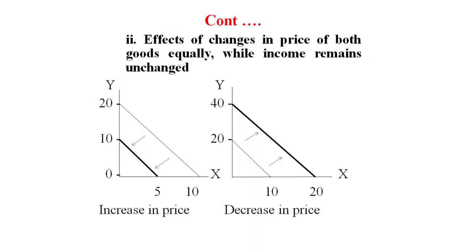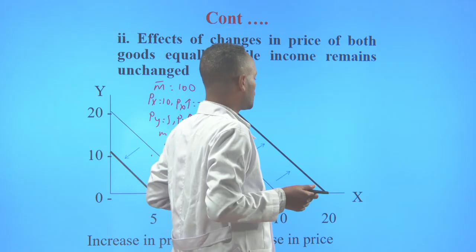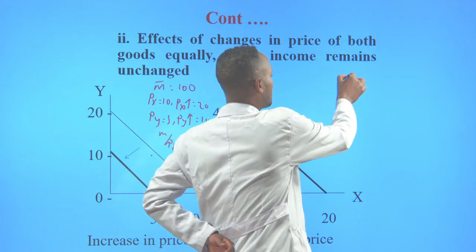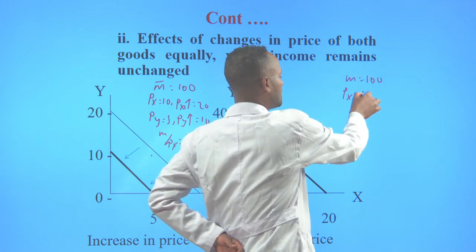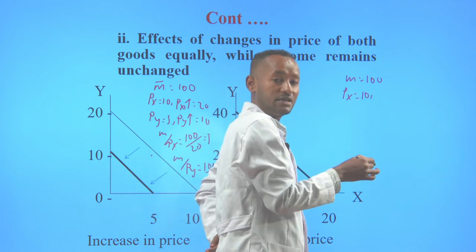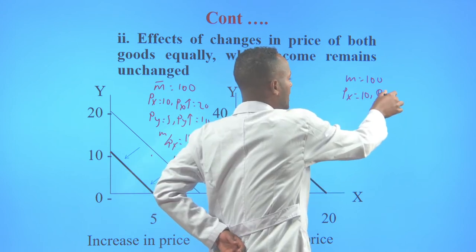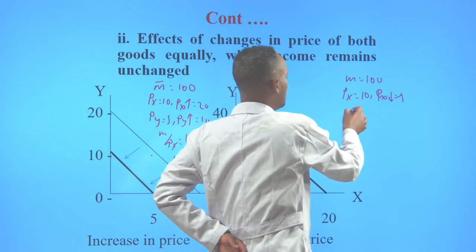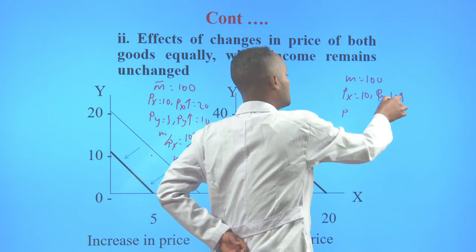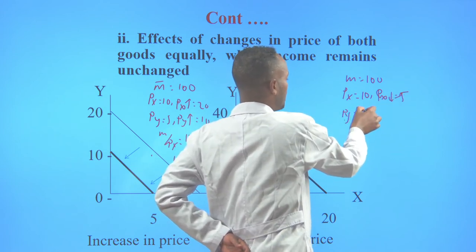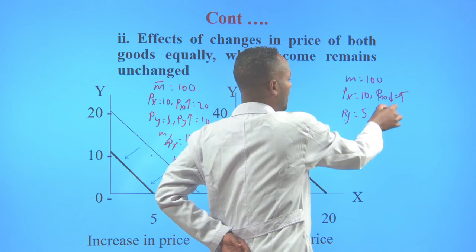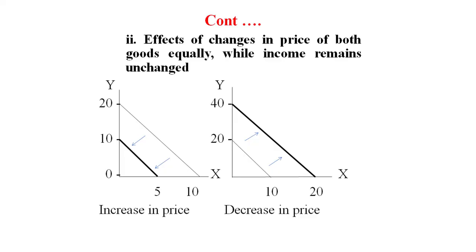The opposite holds true when there is a fall in the price of both goods by equal percent. For example, the income of a consumer was 100 birr and the price of commodity X was initially 10 birr. Let's take the price of X declined to birr 5. And if the price of X is halved, then the price of commodity Y must be halved. The price of Y was birr 5, and now it is halved and reduced to birr 2.5. So there's a change in the vertical and horizontal intercepts of the new budget line.